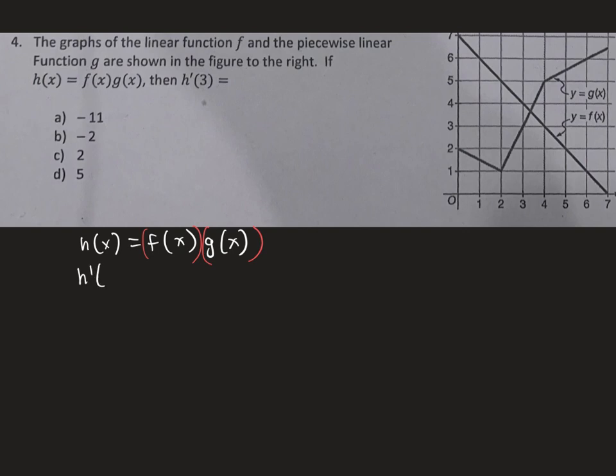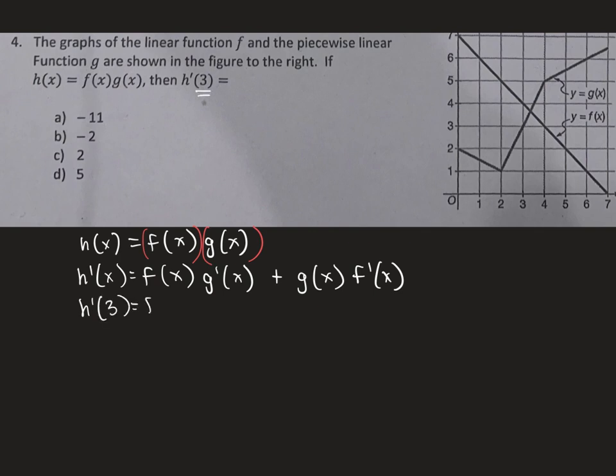So h prime of x will equal f of x times g prime of x, so the first times the derivative of the second, plus the second, g of x, times the derivative of the first, f prime of x. Now we're going to go through and replace all the x's with 3, because that's actually what they want us to find. And then we're going to look at finding the values of all these using that graph they gave us, because we don't actually have the equations, we just have a graph.